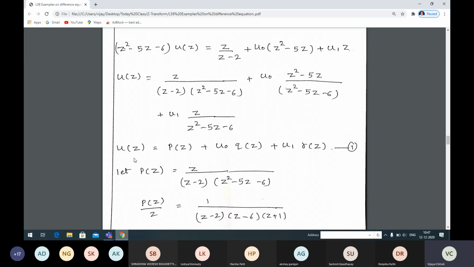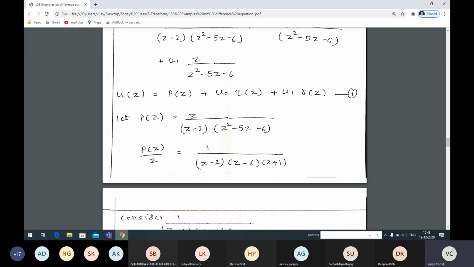So we'll write this as u of z is equal to p of z plus q of z, taking this as p of z, taking this as q of z, and u naught will be as it is, taking this as r of z, and u1 will be as it is. Take this as equation 1 and we'll solve one by one, right?